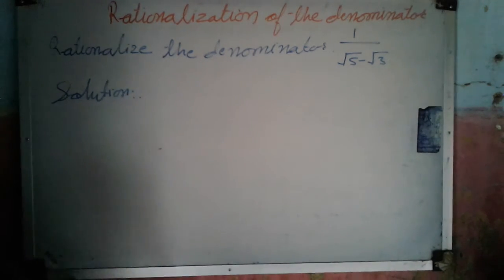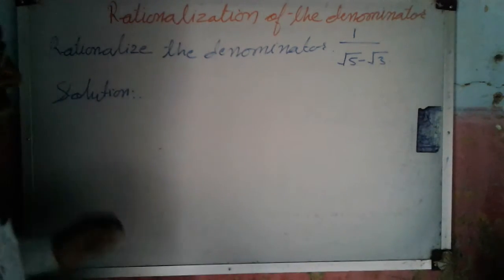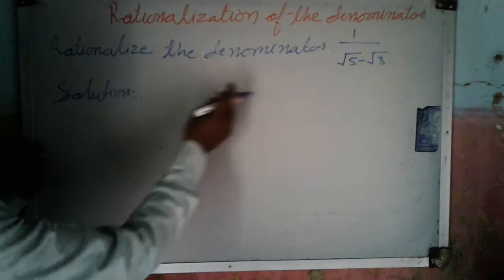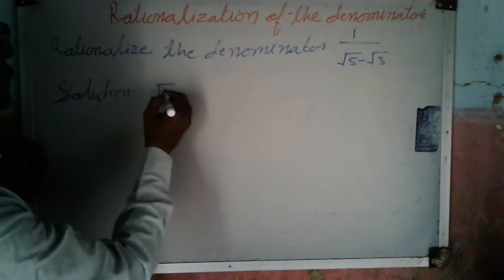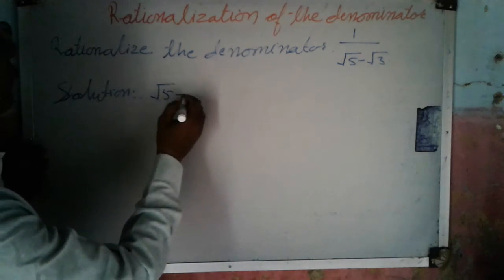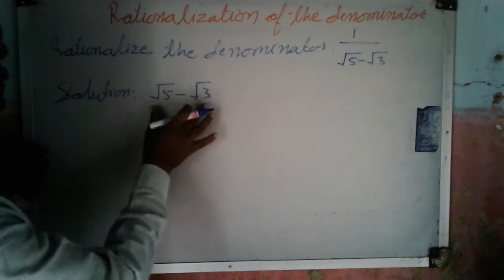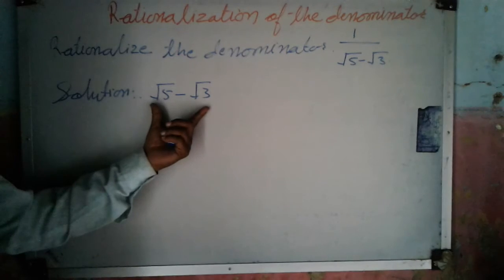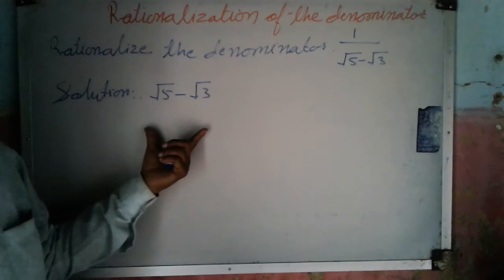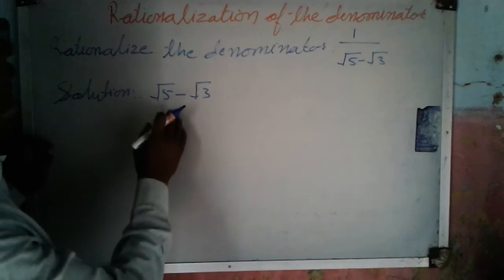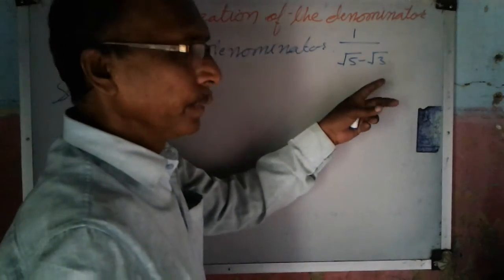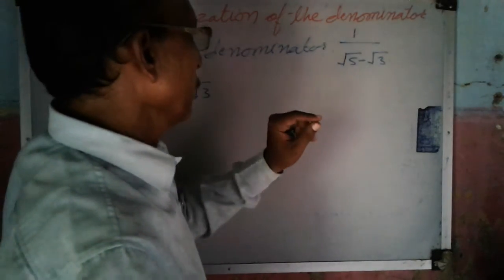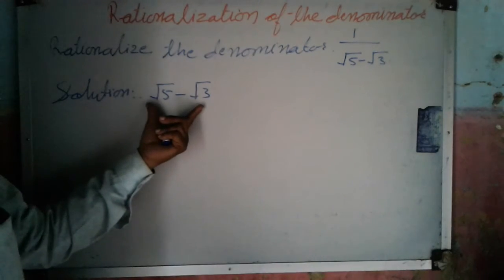Now here at the denominator, the binomial is root 5 minus root 3. This is a binomial surd, so we have to rationalize it. For that, we have to multiply numerator and denominator by its conjugate pair.